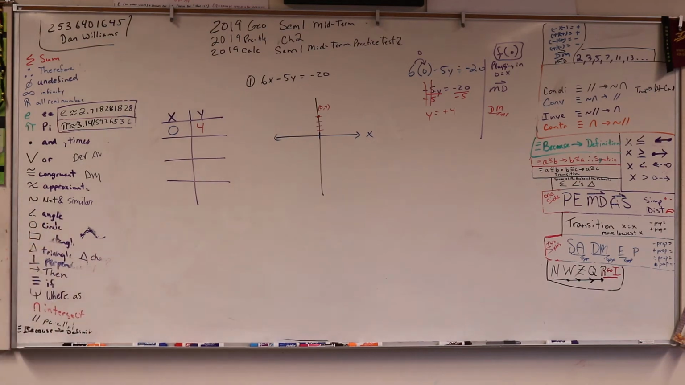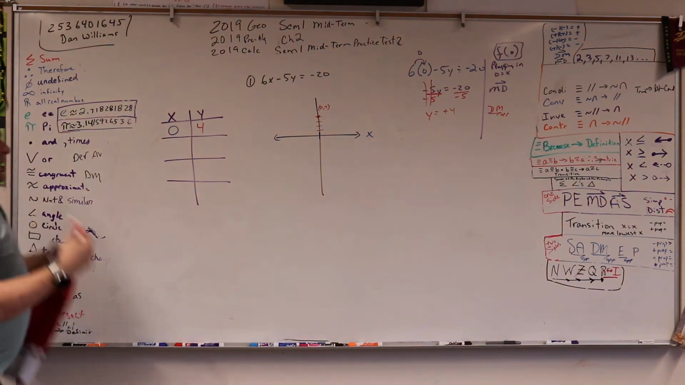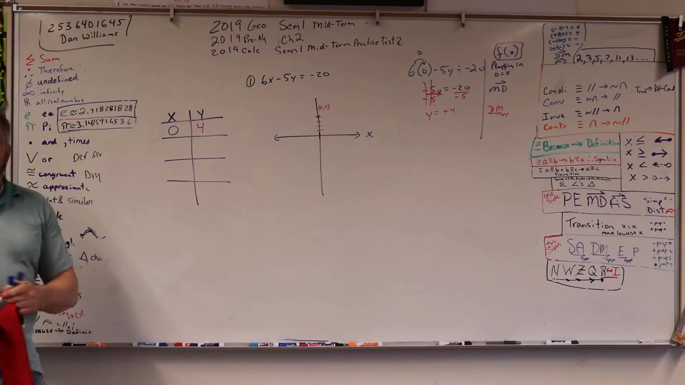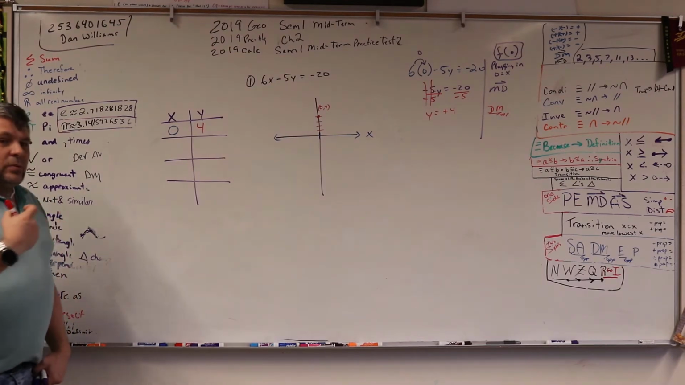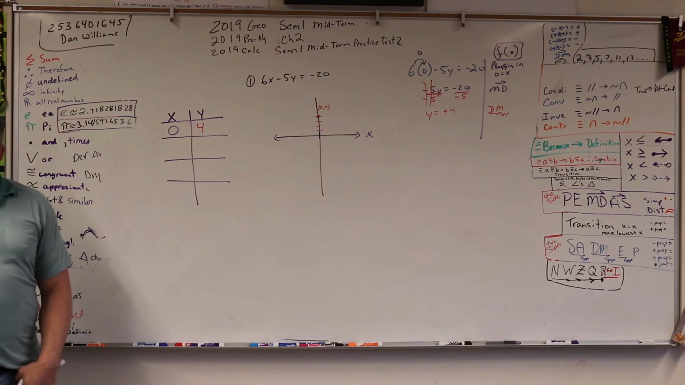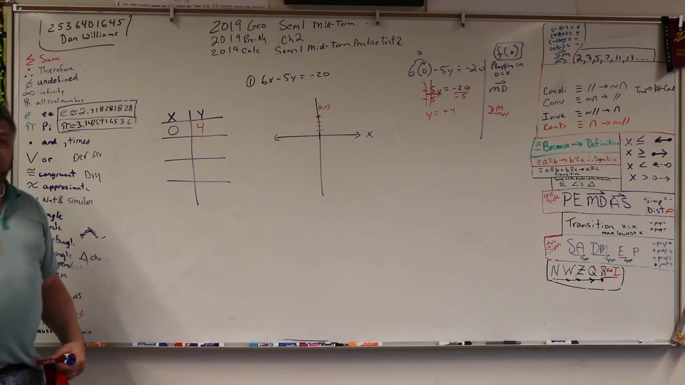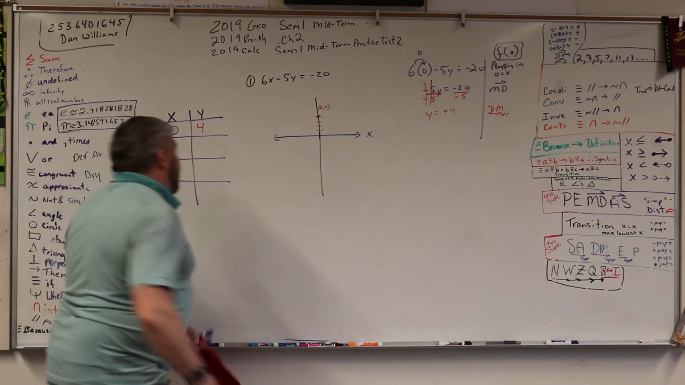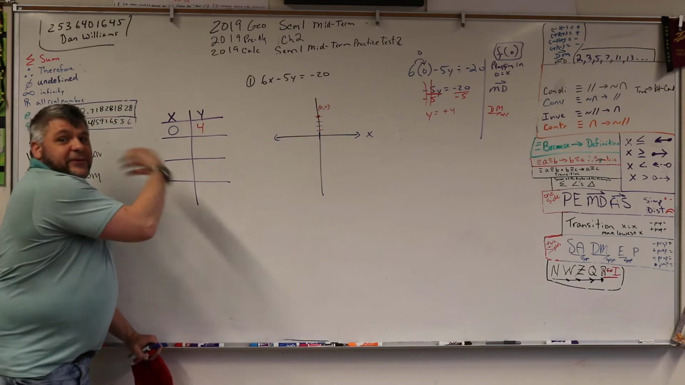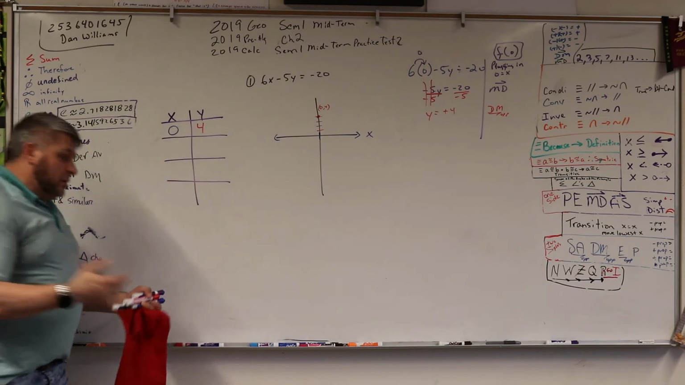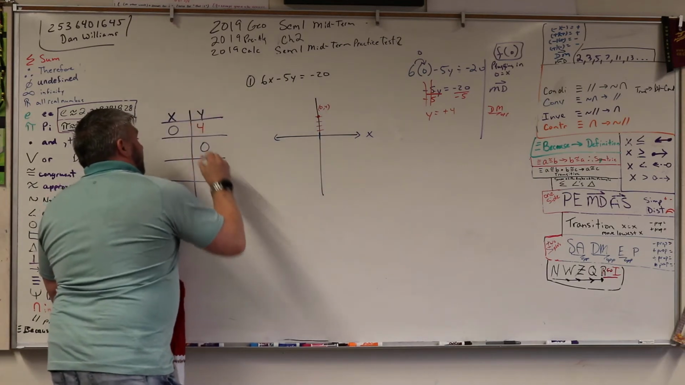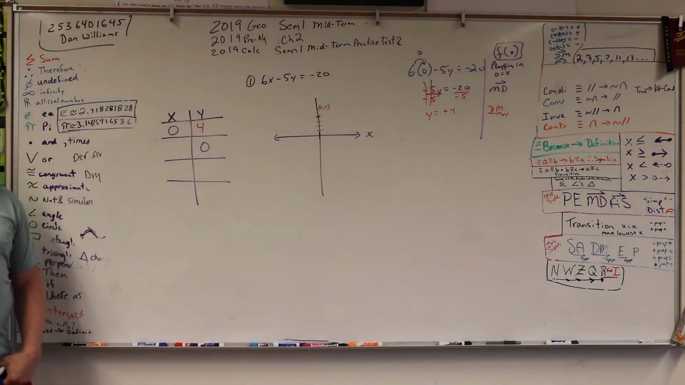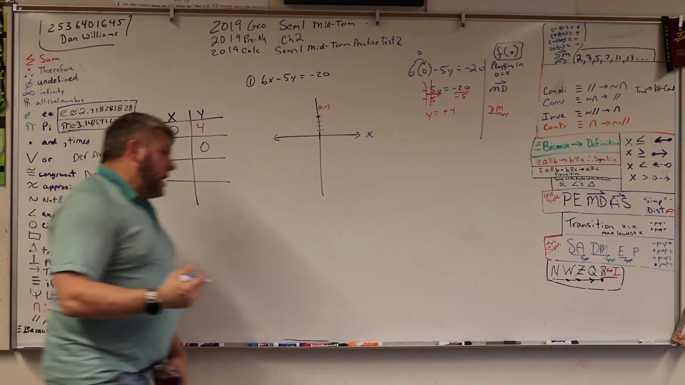Now I'm going to show you another really easy graph. Again, what's easiest to graph? What number is the easiest? 0, right? So we plugged it in for x. Do you think we could plug it in for y? Yeah. Okay? So we're going to plug it in this time for y. Does that make sense?